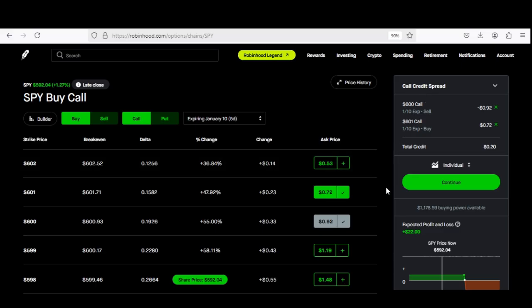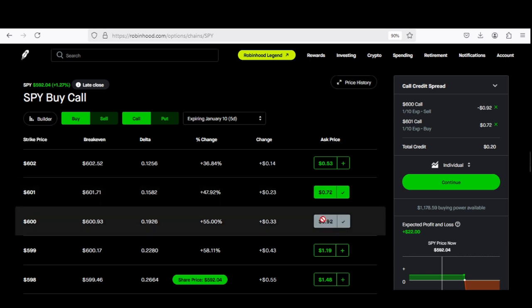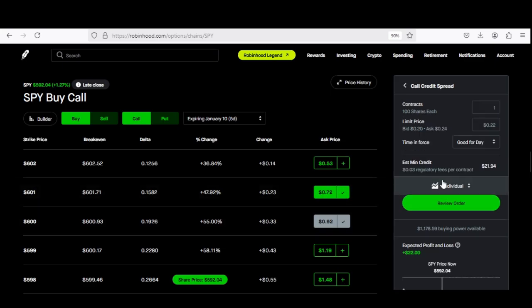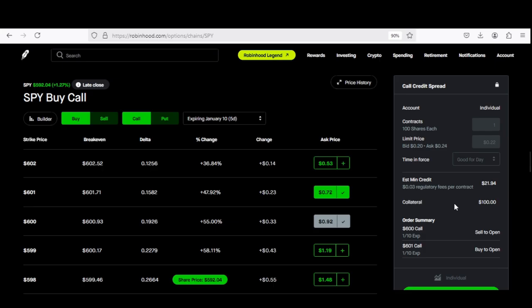On this channel, we engage in option strategies that give us a premium once we do the trade. So in this case, we're going to be getting a premium. The premium we will be receiving is going to be the difference between your 0.92 and your 0.72. Let's go ahead, we're going to hit continue. And then that's going to give us around $22 premium. Let's go ahead, we're going to hit review order one more time. And voila. Now let me break down this trade to you.